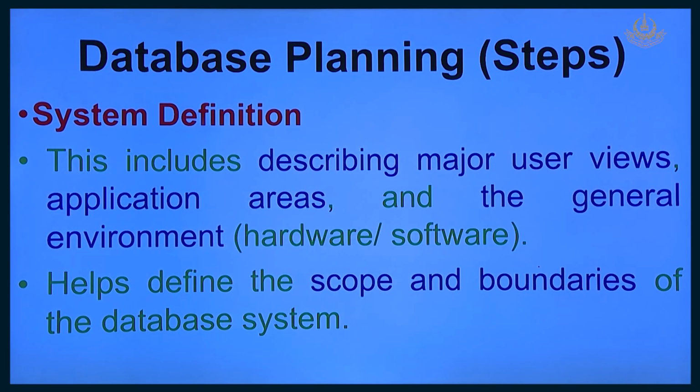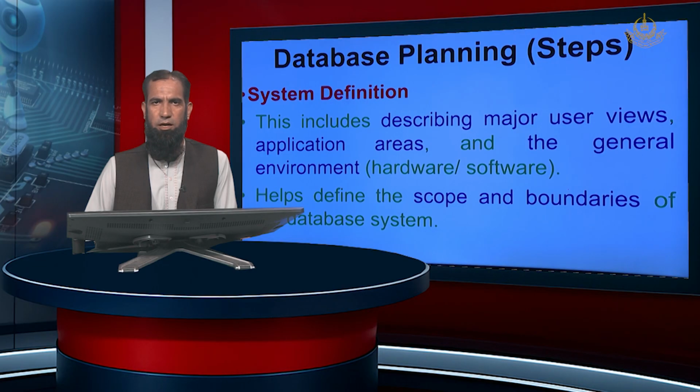Now let's describe the system definition. System definition is the stage where we describe the major views, the application areas, and the general environment including both hardware and software. This step is important because it helps us clearly define the scope and boundaries of the database system. In other words, it tells us what the database will cover and what it will not. Without this clarity, the project may face confusion or scope creep later on.